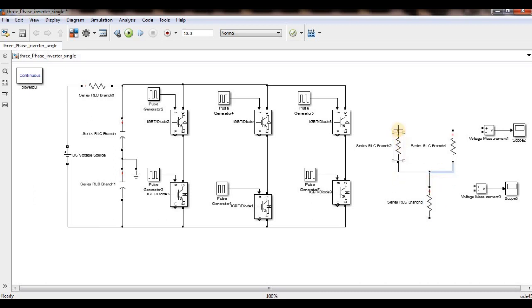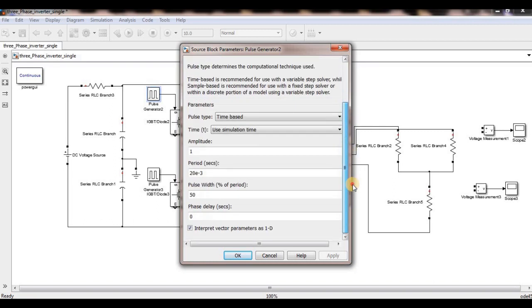This is the neutral point, and this is the A phase. So I connected to A, and this is the B phase. I connected to B, and this is the C phase, connected to C. So A, B, C, and a balanced resistive load. Now I am giving the pulses as 180 degrees conduction mode.